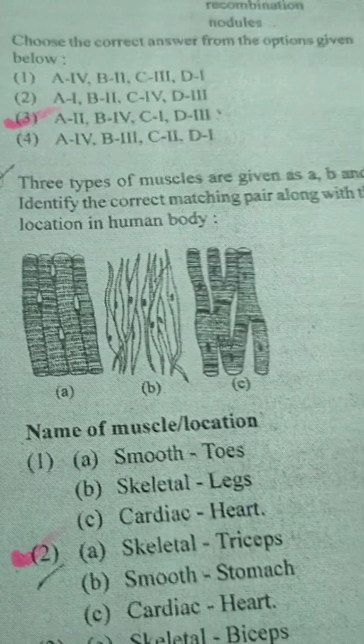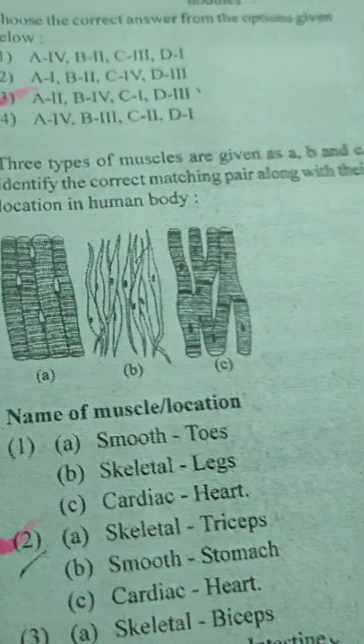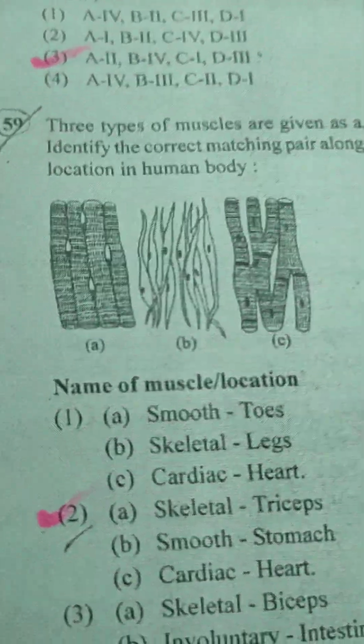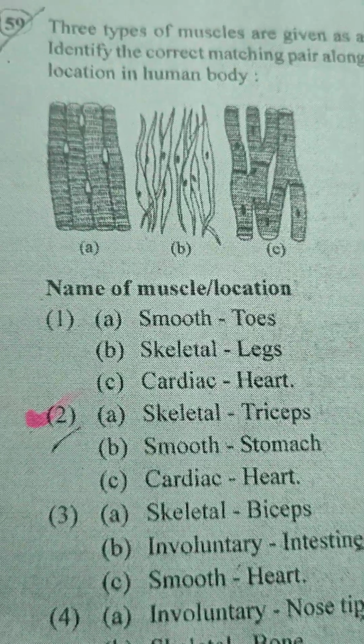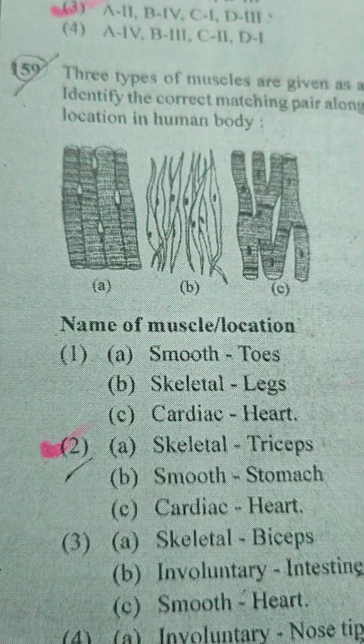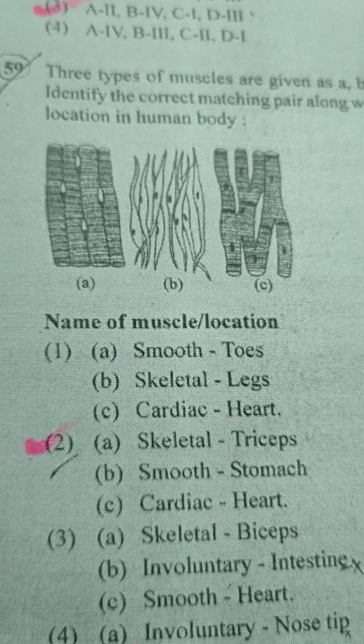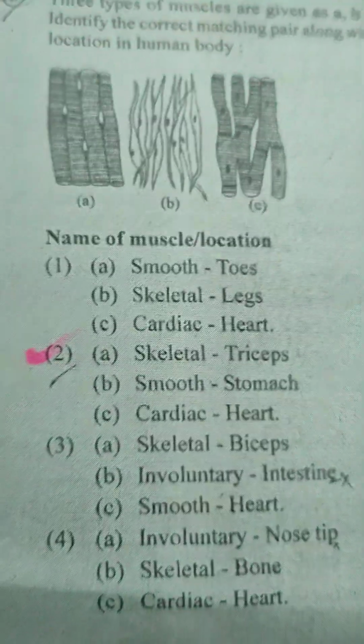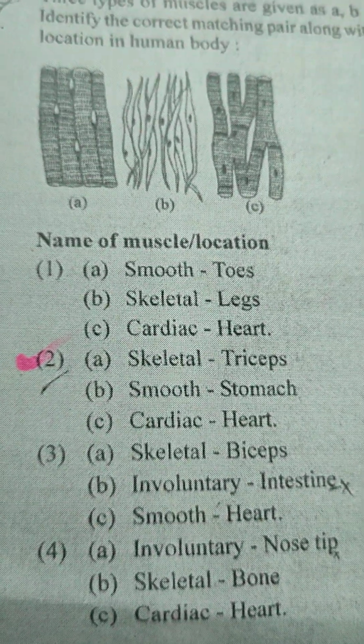159. Three types of muscles are given, A, B, C. Identify the correct match. A is skeletal muscle, B is smooth muscle, C is cardiac muscle. So correct option is 2.